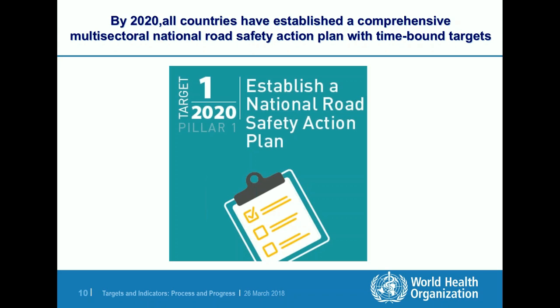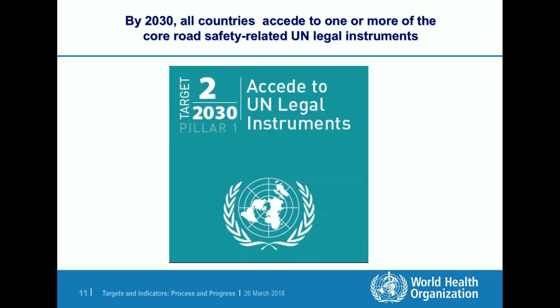And this was seen as a critical first step towards making progress towards the SDGs and implementing road safety actions. For that reason, the target was set at 2020 instead of 2030, because it was considered so important that it couldn't wait. That is, if we waited until 2030 to do this, then all of the subsequent actions would be delayed as well. So for this reason, this target was set for 2020.